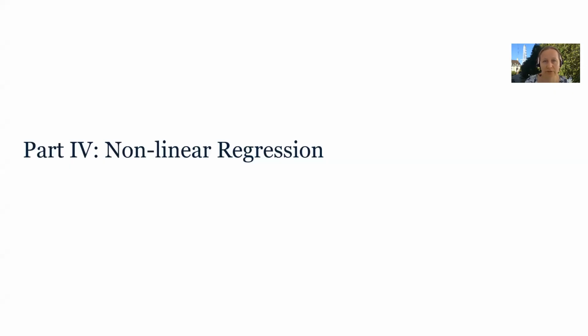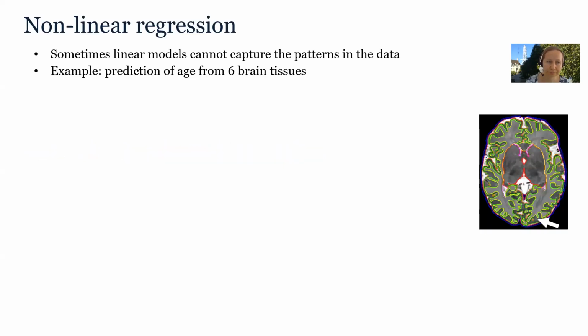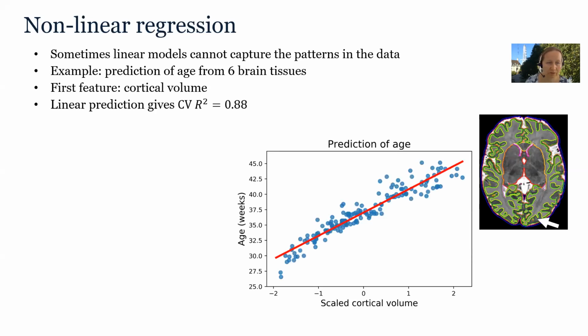In the fourth and final part of this lecture, we will discuss nonlinear regression. Sometimes linear models cannot capture the patterns in the data correctly, and we will show that using an example of prediction of age from 6 brain tissues. First, we will look at the first feature, cortical volume, which is plotted here.